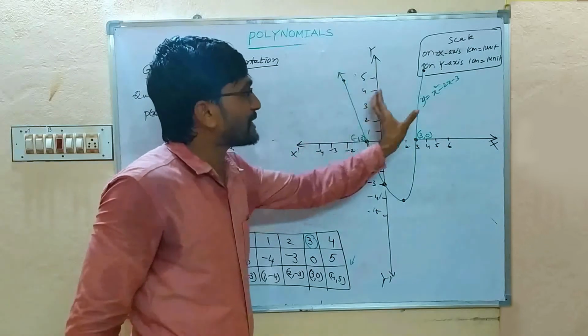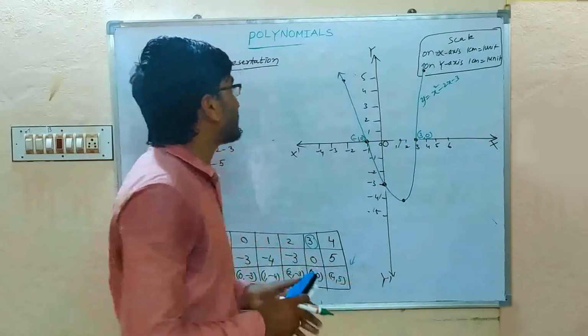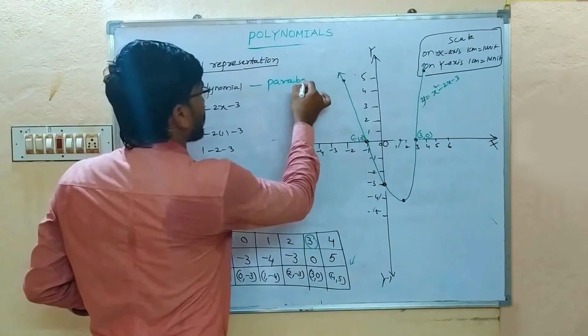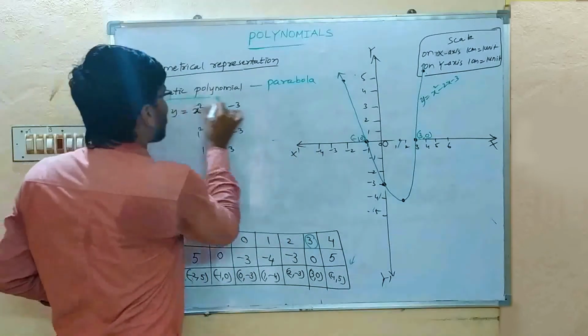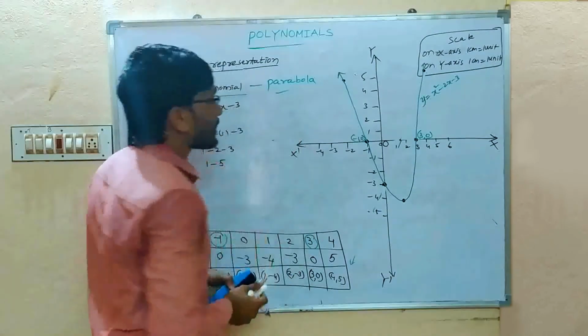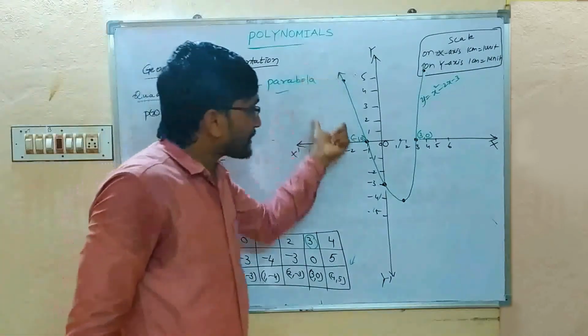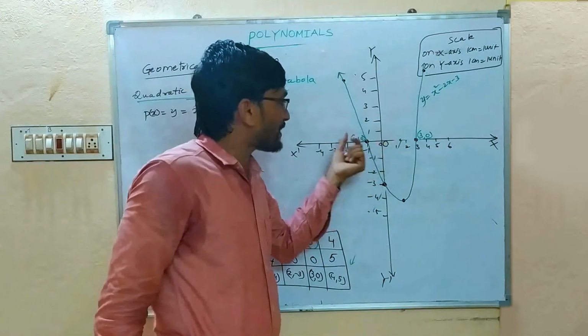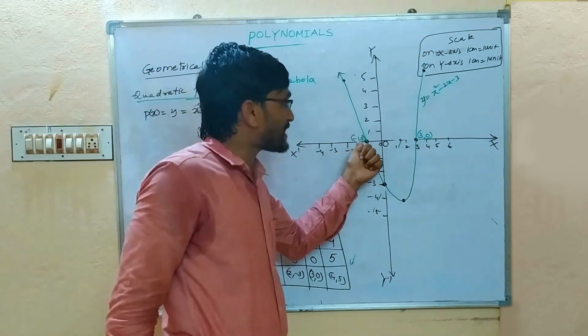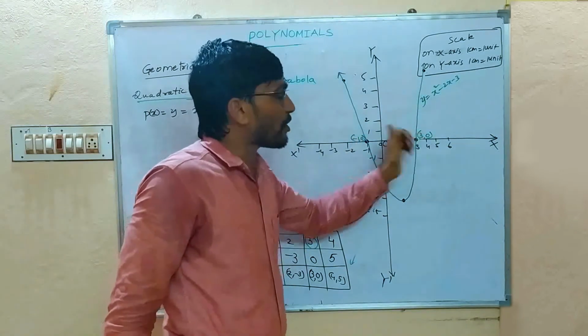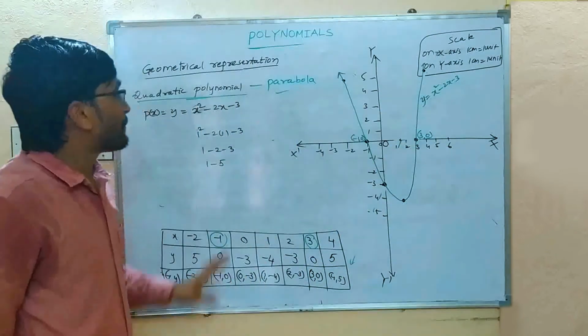Then it represents one shape. That shape is nothing but a parabola. So the graph of a quadratic polynomial is a parabola. Now this graph intersects the x-axis at minus 1 comma 0 and 3 comma 0. Hence minus 1 and 3 are called the zeros of the polynomial.